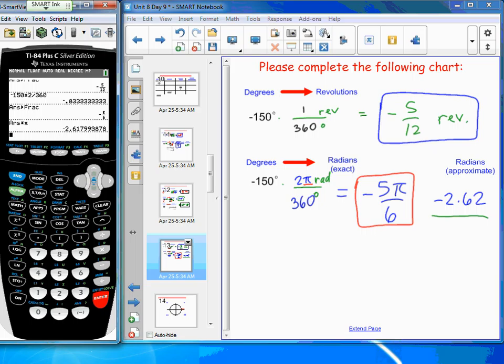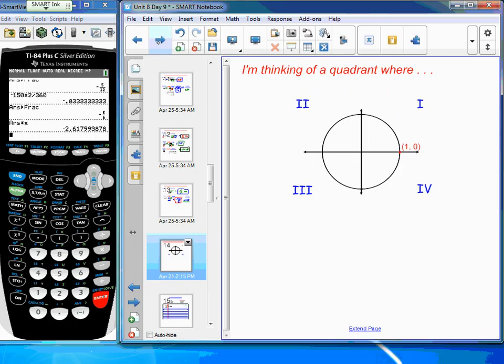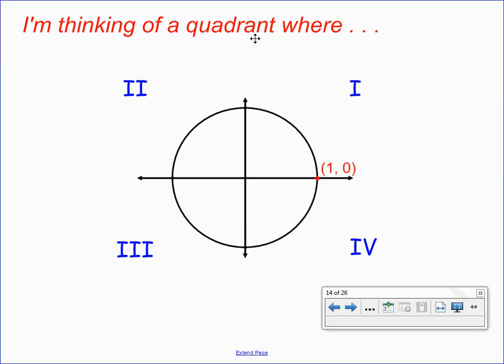Okay, then we're going to now play your third favorite game. Yes, that's right. Your third favorite game, in which quadrants is. So I'm thinking of a quadrant where cosine is positive, but sine is negative. Everybody think. Cosine is positive, but sine is negative. Where am I? I'll call on you to share with the class. So get ready. Thinking of a quadrant where cosine is positive, but sine is negative.